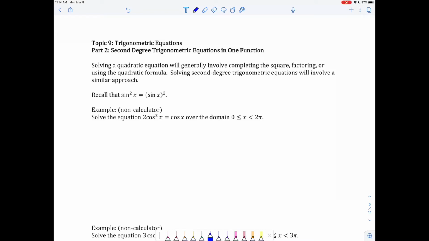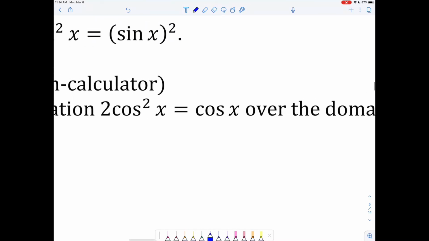Oh my goodness, look, we're already on part 2 of trig equations. That means we're going to look at second degree trigonometric equations in one function. So know this one function part. That means we're not dealing with both sine and cosine at the same time in the same equation. Now just one at a time. Like this one. This one has cosine. One of them's cosine squared, sure, but it's cosine. So the squared thingy means that we are dealing with a second degree trig equation.